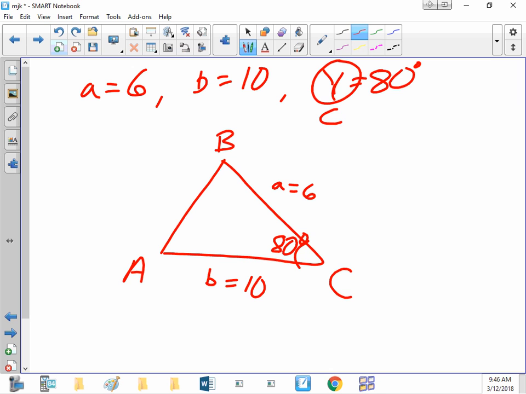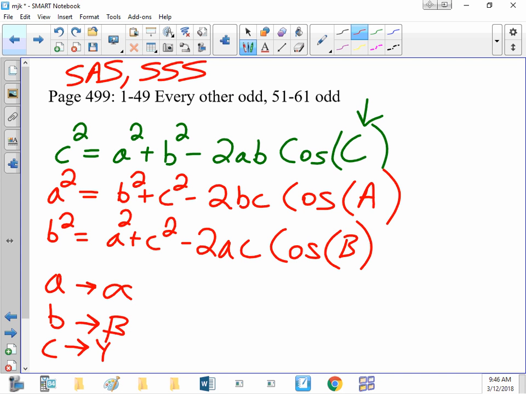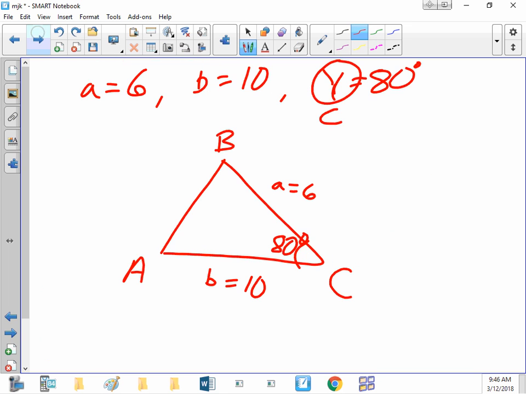Right? Every formula only has one angle. And the angle chooses the formula. It's either the angle you have or the angle you want. But the formula is decided by the angle. So in this one, we have to choose the c squared formula because I know c.